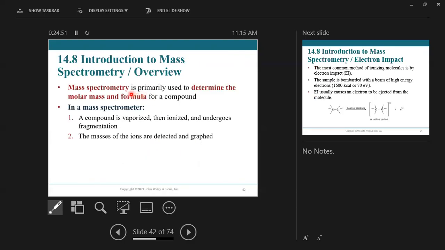Now they're talking about mass spectrometry. Remember, I did teach a whole semester class on this, and here you're just seeing a half a chapter. There's a lot more to it than just this half a chapter, but it gives you an introduction to it. Mass spectrometry is primarily used to determine the molar mass and formula. Oftentimes we use these techniques together as confirmatory techniques. In a mass spectrometer, a compound is vaporized, then ionized, and then it undergoes fragmentation. The mass of the ions are detected and graphed.